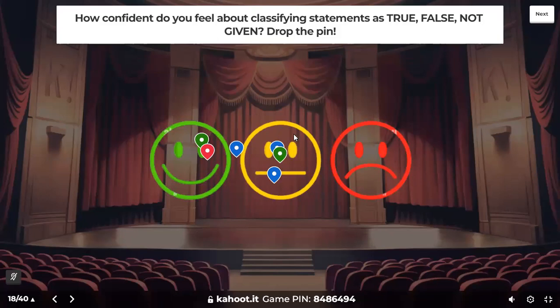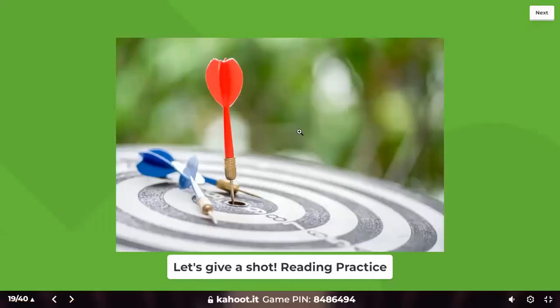Okay. Now, anyways, three of you are in the middle. They do not feel that confident. And the two of you feel very confident. And Alhamdulillah, we have no one who feels not confident. Okay, good. Now, what are we going to do? We are going to study. So let's give it a shot. It means let's give it a try.